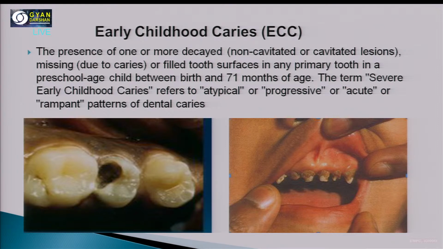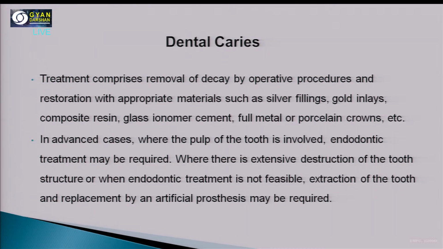So this refers to an atypical, progressive, acute or rampant pattern of caries, in which all the front teeth, upper and lower, of the child, mostly the upper front teeth, are involved. Now, the treatment of dental caries is removing the decay by cleaning up the tooth and restoring it with filling materials like a silver filling, a gold inlay, composite resin, a glass ionomer cement, a full metal, or a porcelain crown.